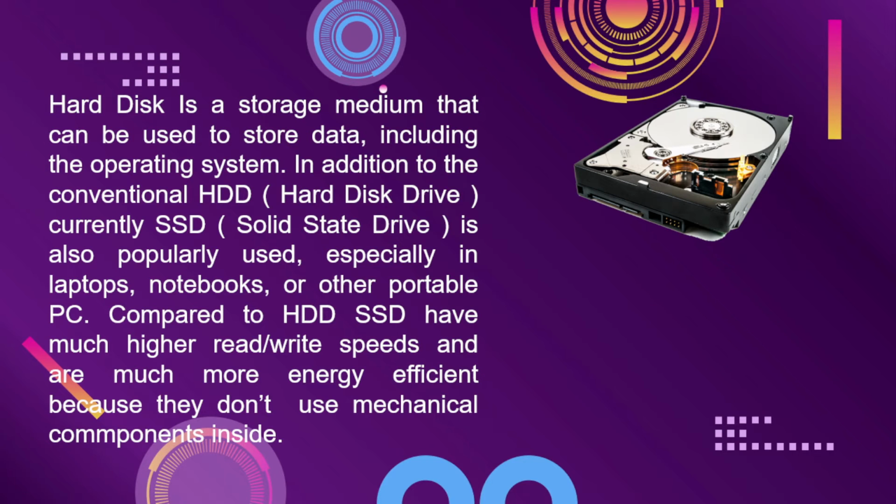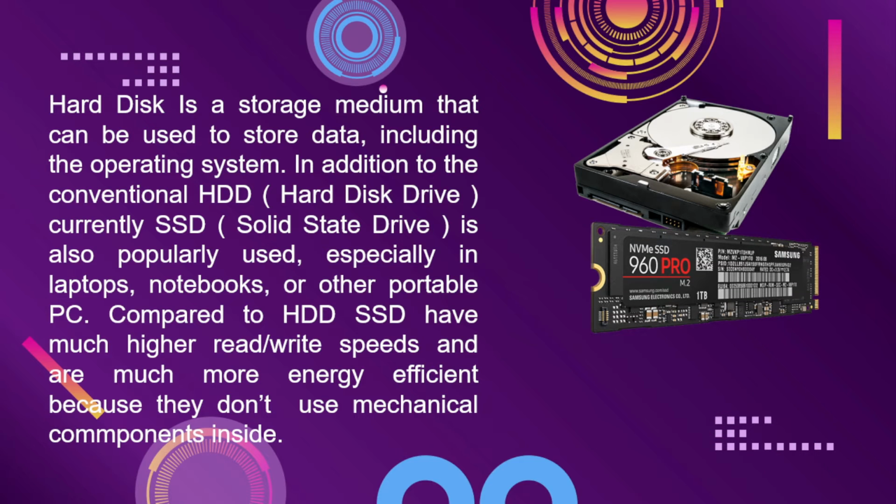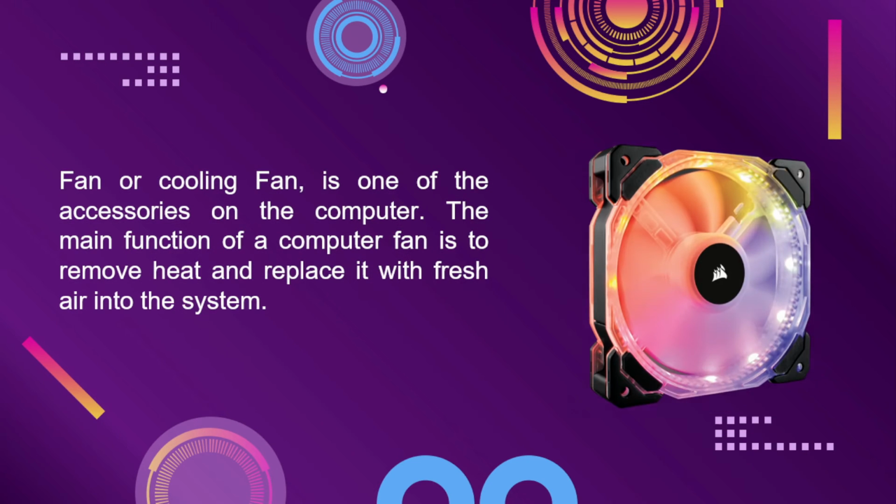Next part, hard disk. Hard disk is a storage medium that can be used to store data, including the operating system, in addition to the conventional HDD or hard disk drive. Currently, SSD or solid state drive is also popularly used, especially in laptops, notebooks, or other portable PCs. Compared to HDD, SSDs have much higher read or write speed and are much more energy efficient because they don't use mechanical components inside.